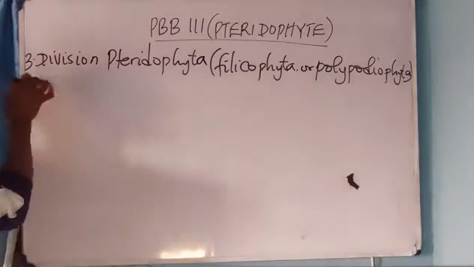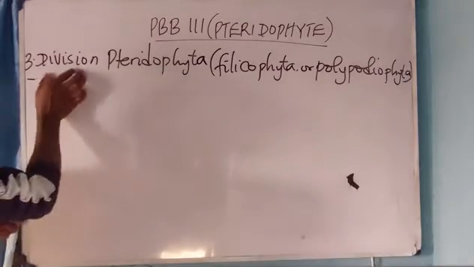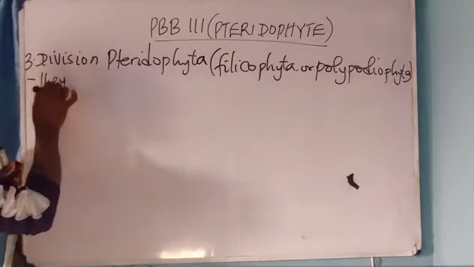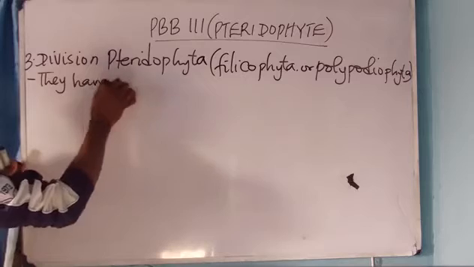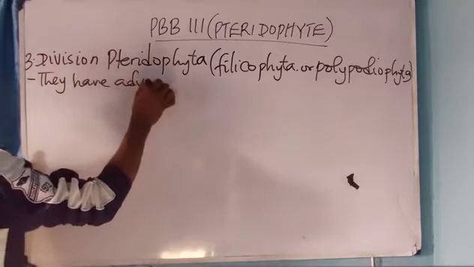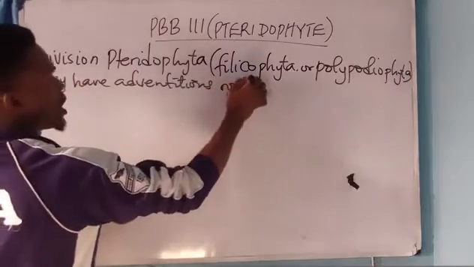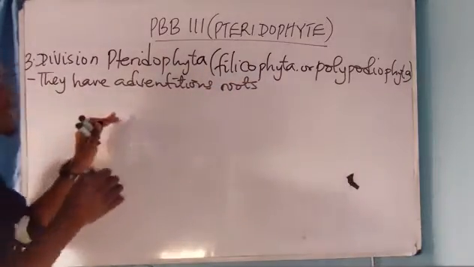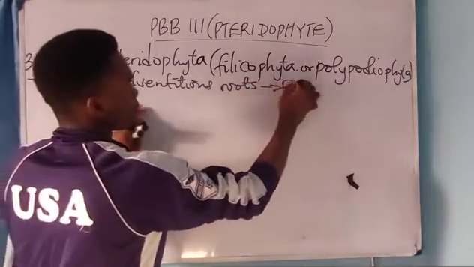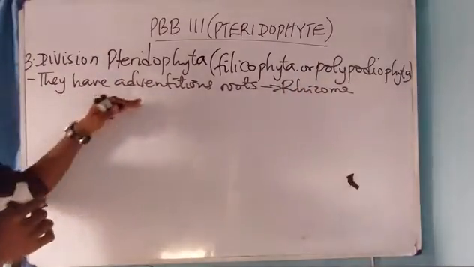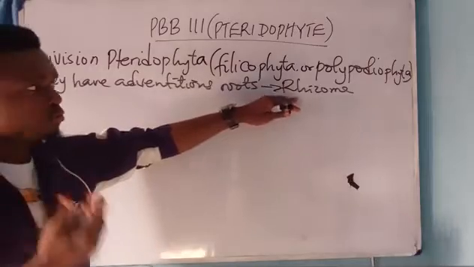Now, what are the features of division Pteridophyta? One, they have adventitious roots, and these adventitious roots that they possess emanate from the rhizome. All right, they possess what? Adventitious roots which grow from the rhizome.